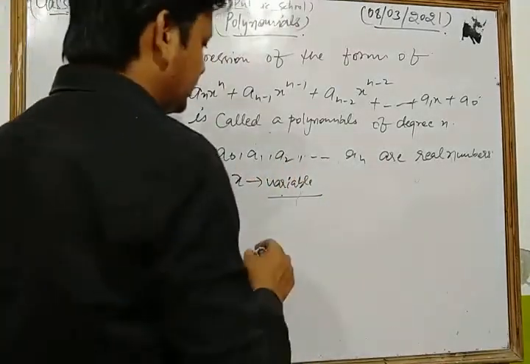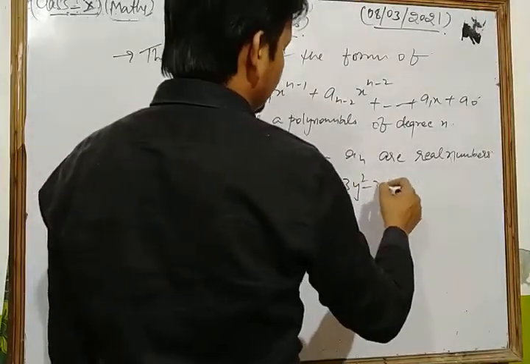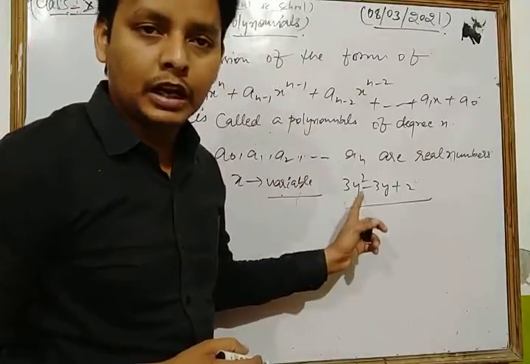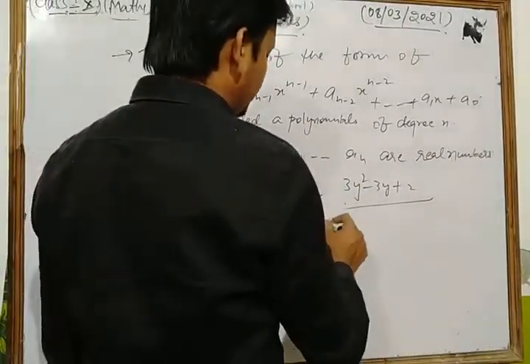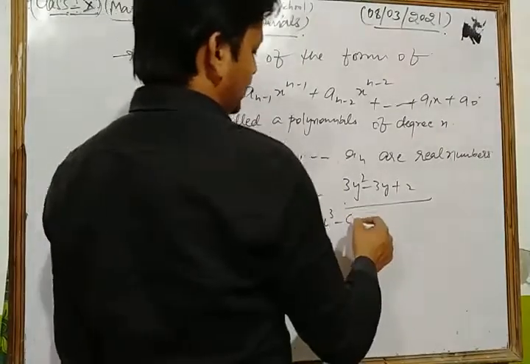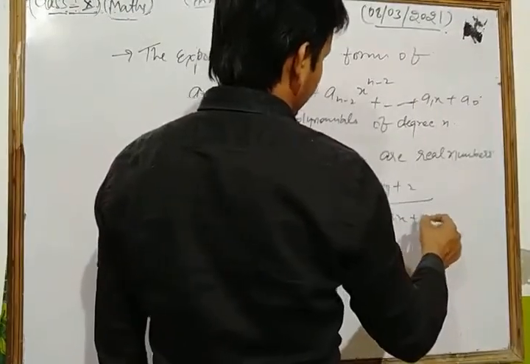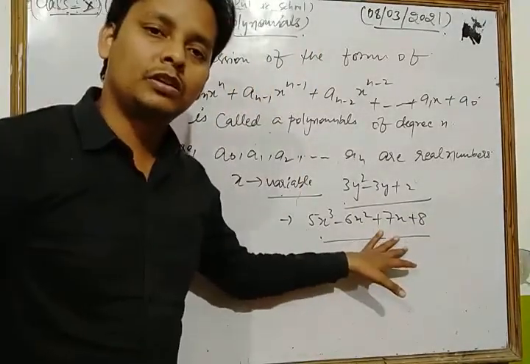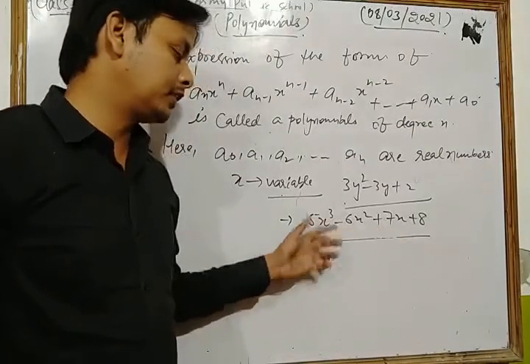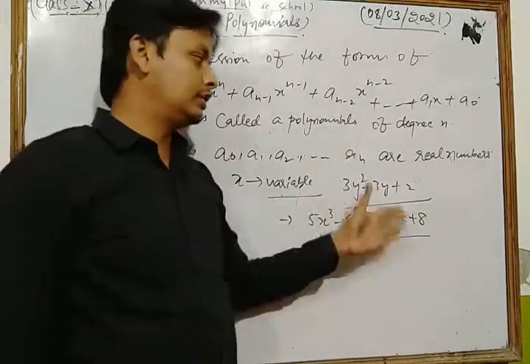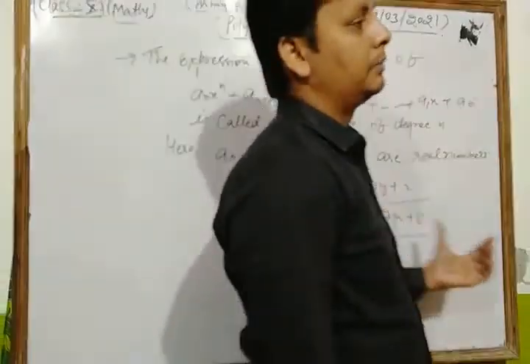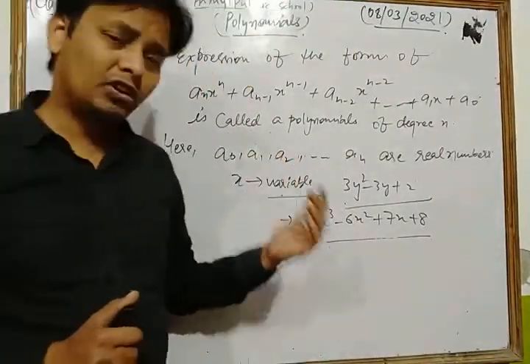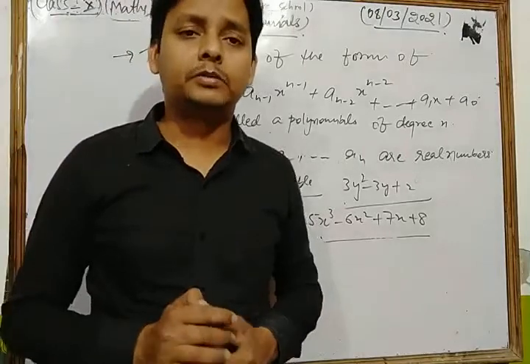Let's take some examples of polynomials. If we write 3y^2 minus 3y plus 2, this is a polynomial in variable y. Similarly, if we write 5x^3 minus x^3 minus 6x^2 plus 7x plus 8, this is also a polynomial in variable x. So in this way, dear student, we can say that a polynomial is a relationship between constants and variables having some algebraic operations.